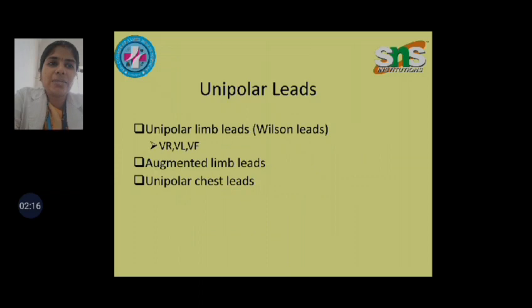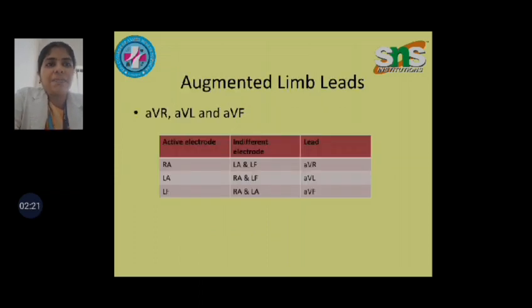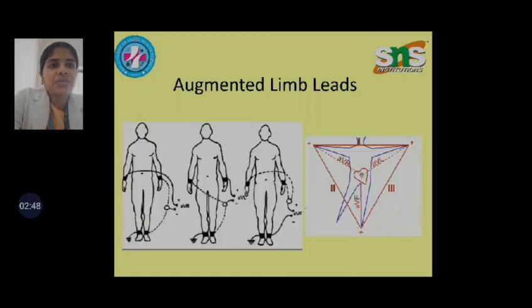So unipolar limb leads are there: AVR, AVL, AVF, which are called augmented limb leads. AVR is connected to the right arm, and the indifferent electrodes are the left arm and left leg. AVL is connected to the left arm, and the indifferent electrodes are the right arm and left leg. And AVF is connected to the left leg, and the indifferent electrodes are the right arm and left arm. These are augmented limb lead connections.